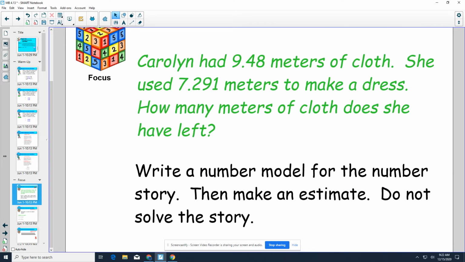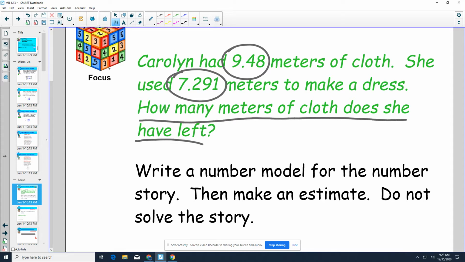So let's look at this problem here. I'm going to use cubes, as we should always use on our story problems. I'll use a different color here. So Carolyn had 9.48 meters of cloth. She used 7.291 meters to make a dress. How many meters of cloth does she have left? So then I see the keywords have left, and I also see she used. So that tells me I'm going to be subtracting.